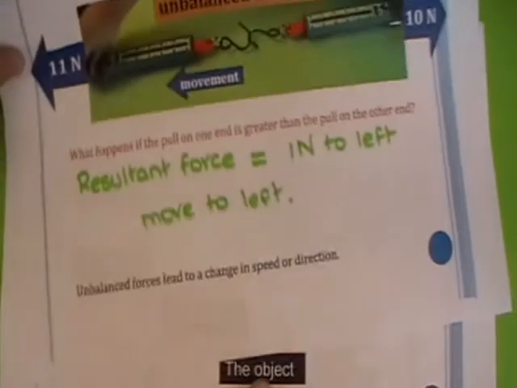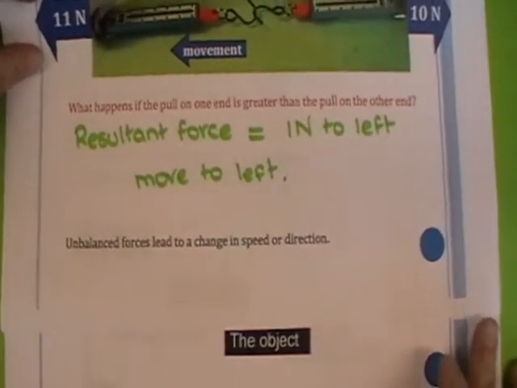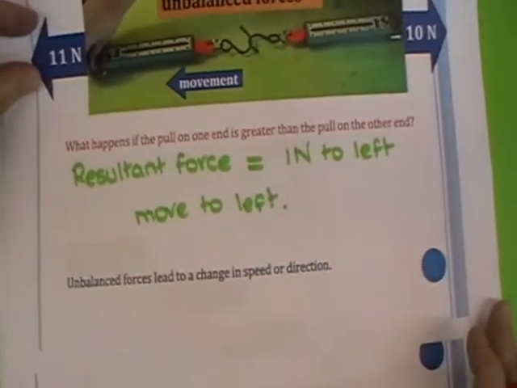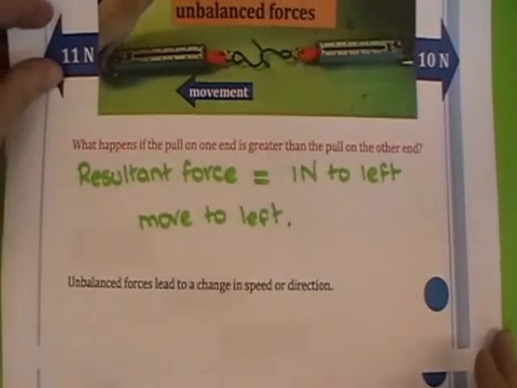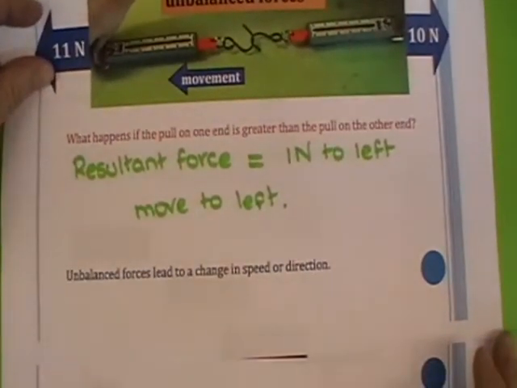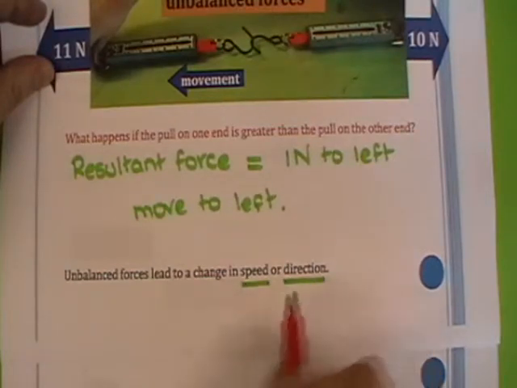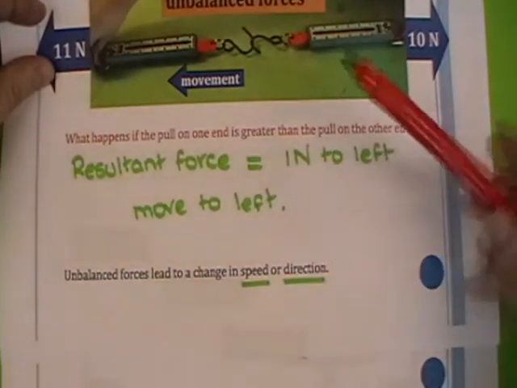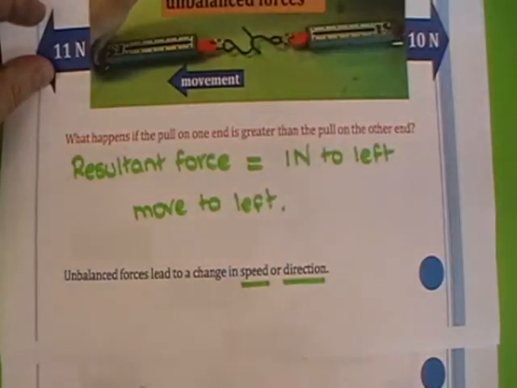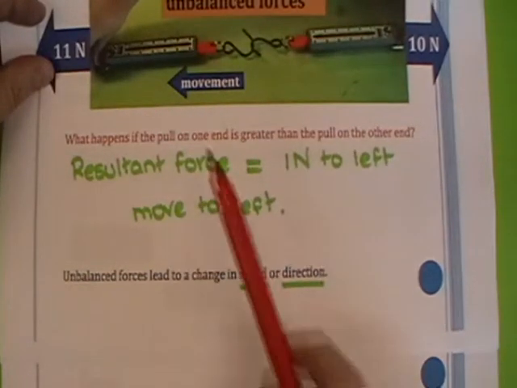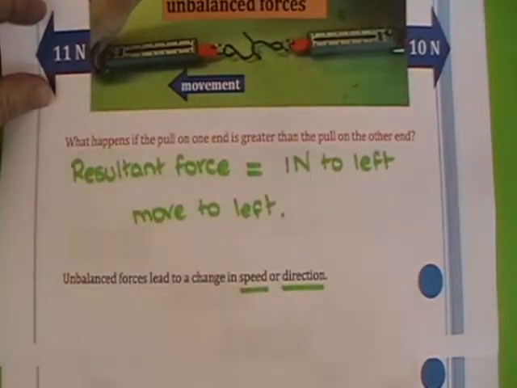And so it says down at the bottom here, if you remember, unbalanced forces, what do they do? Or when forces act on an object, what do they do? They lead to a change, and this change could be in direction or speed. So in this case, we are going to have a change in direction because it's going to move to the left, and also you will have a change in speed. Because there's a greater force here, it's going to cause it to accelerate.